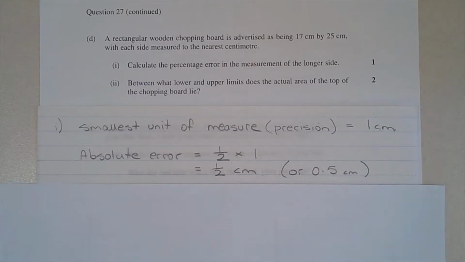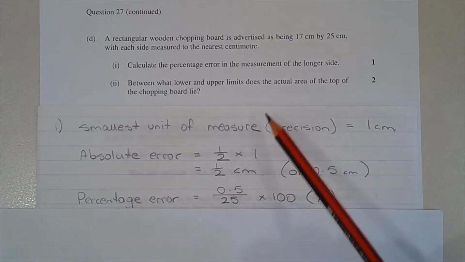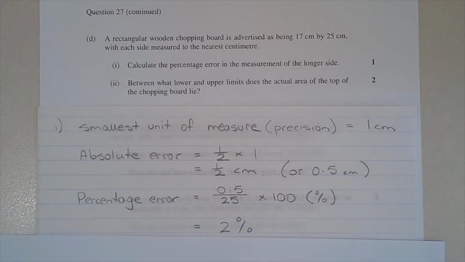Finally, we can work out the percentage error. And we work that out by taking the absolute error, dividing it by the measurement in question, which is the measurement of the longer side, which is 25 centimetres, and then multiplying the result of this fraction by 100, and don't forget to add the percentage symbol at the end. And the answer is 2%.